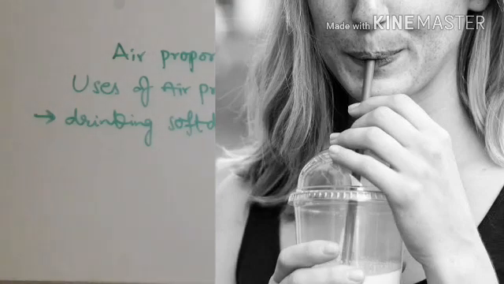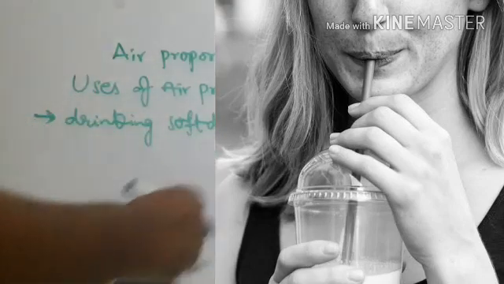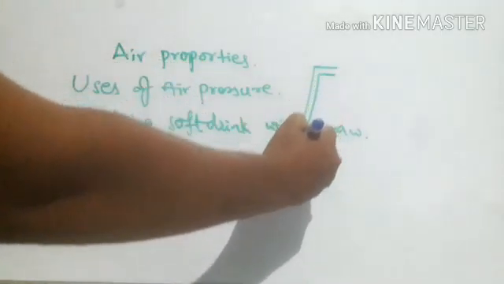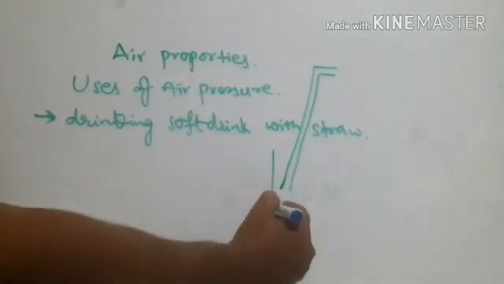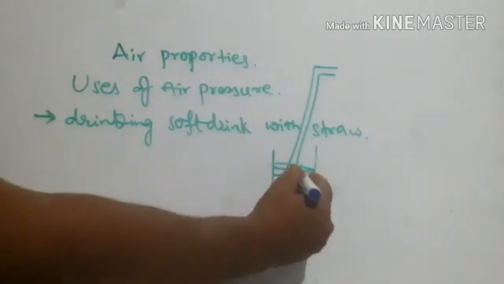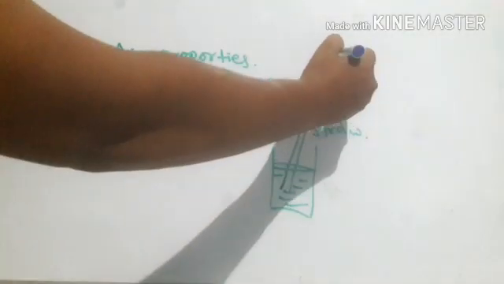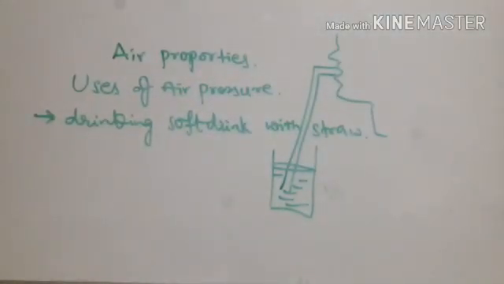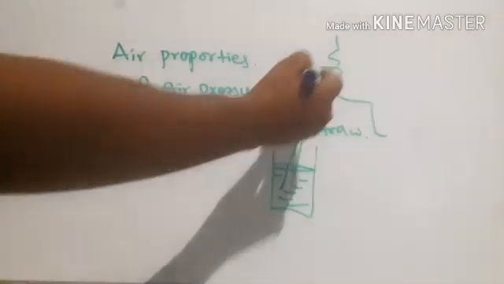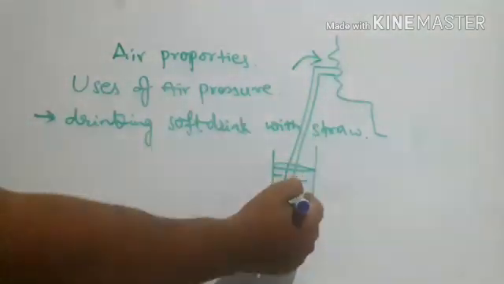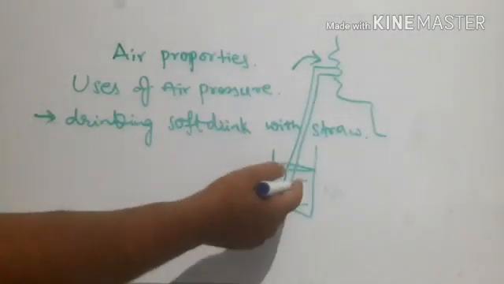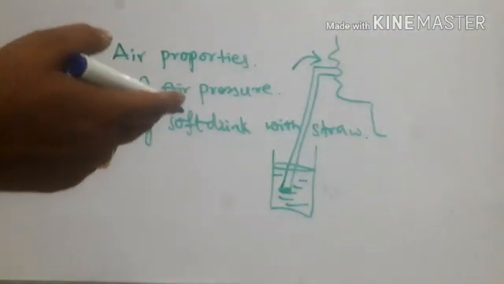You are going to pull with the help of the straw. So here it is your mouth and here it is the straw inside the drink, right. Now with your mouth, when you want to drink it, then what happens? You are going to suck the juice or soft drink from this container, from the glass.